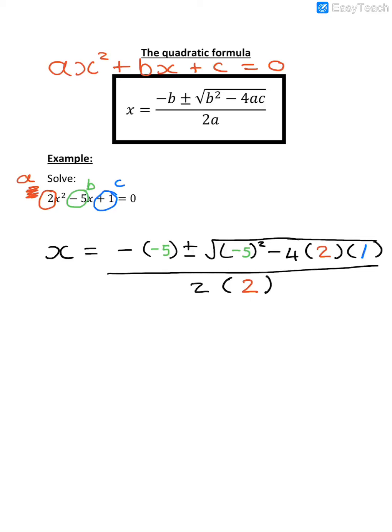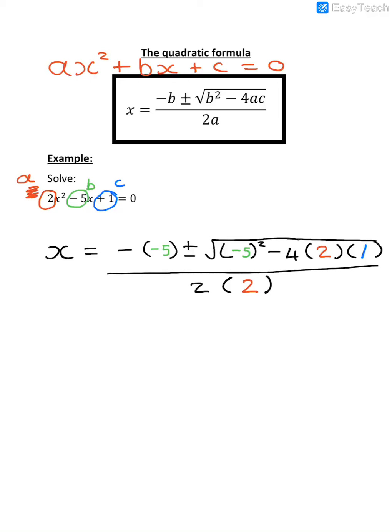Just bear in mind that you get this plus minus. This simply just means that you're going to enter this equation into your calculator twice. The first time, you'll put a plus there and you'll get your answer. Then you go back into the formula and you change that to a minus and you get another answer. So that plus minus just tells you that you'll get 2 answers.